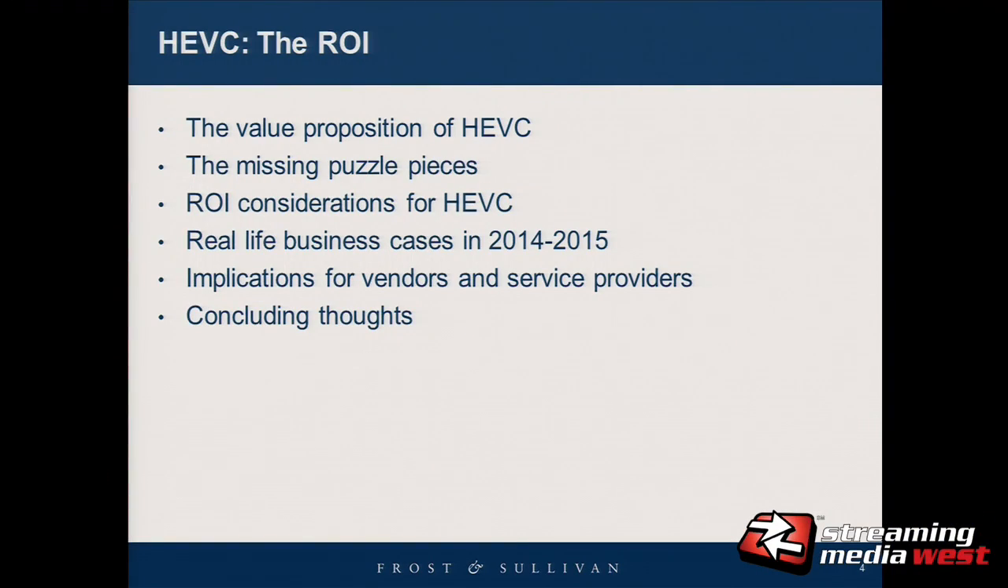What we're going to talk about today, for those who may be new to HEVC or who weren't here last year, is that we're going to quickly breeze through the value proposition of HEVC, what's working today, what puzzle pieces are still missing, and what considerations you will have when crafting an ROI model for whether to invest in this or not. We'll spend most of our time, as I said, on the real-life business cases, and then we'll run through the implications for encoder and transcoder vendors, as well as service providers who'll be leveraging HEVC, and some concluding thoughts.